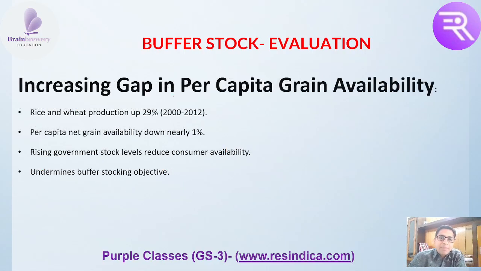Then there is the increasing gap in per capita grain availability. Rice and wheat production was up by 29%. The data was a little bit older. We will come up with newer data. Okay.